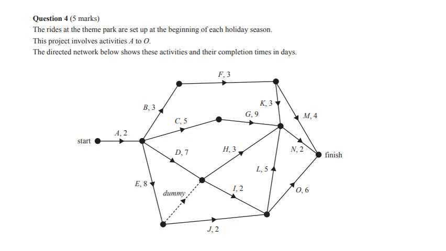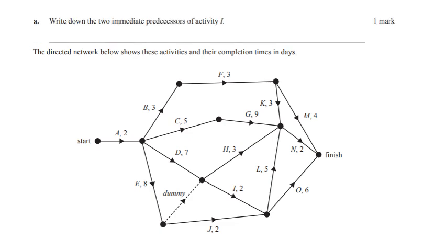Okay, critical path analysis time. Our first question is to write down the two immediate predecessors for I. It tells us there are two, which is quite a nice hint. Here's activity I. The mistake that probably people made was they went, oh, I can see a dummy and a D. But remember the dummy is 0, so you've got to go back and follow that the dummy is actually E.